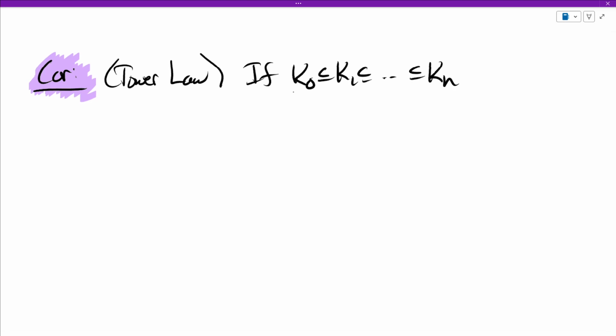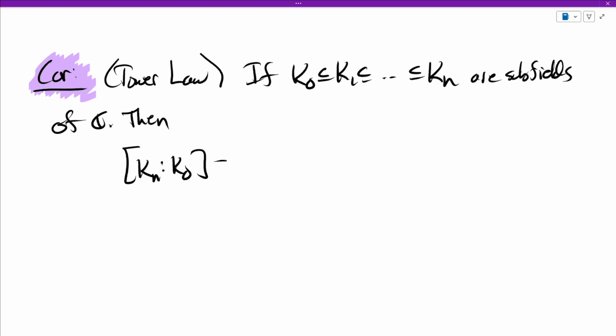So suppose you have an honest tower of extensions. So you have an extension followed by an extension followed by an extension, and there's n plus 1 fields here. So some number of fields that's at least 2. Well, this statement makes sense for any n bigger than or equal to 0, but in practice, some number of extensions that's at least 2. So these are subfields of C. Then the degree of the large extension is the product of the degrees of each successive extension.